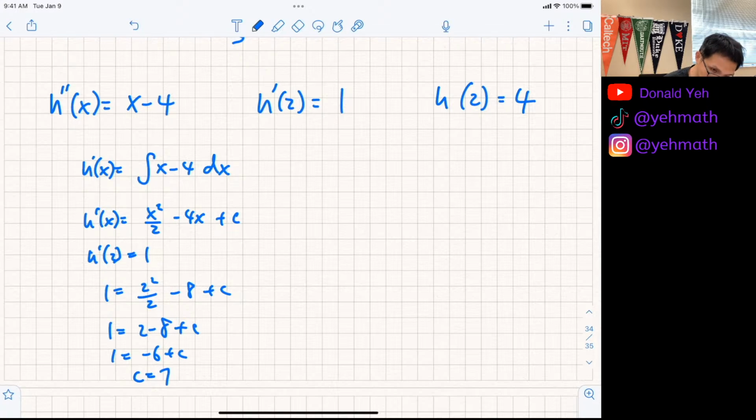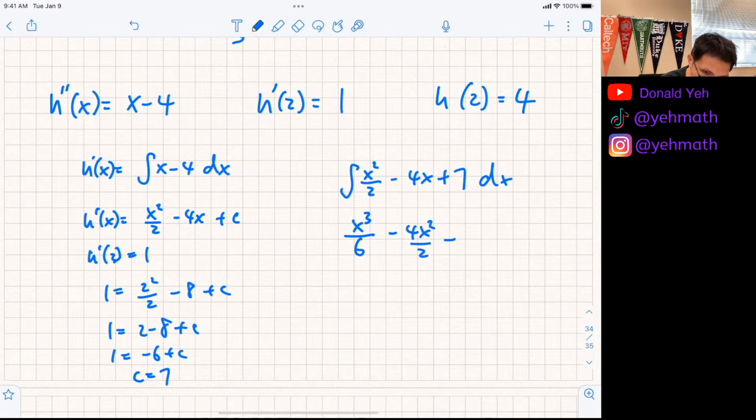Yeah. Okay, so I'm going to integrate the new one, which is x squared over 2 minus 4x plus 7, because that becomes your new first derivative. You integrate this, it's going to be x cubed over 6. Why? Because that's 3, and 3 times 2 is 6. Minus 4x squared over 2 plus 7x plus c. This is going to be the original function. But this is a general solution.